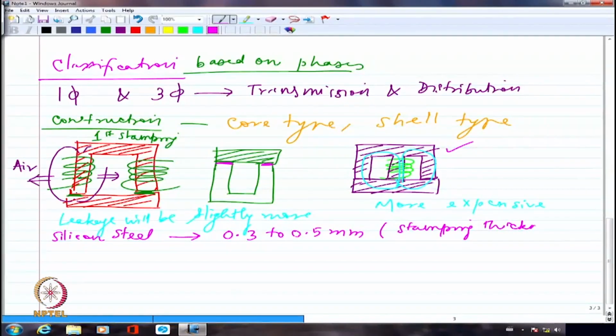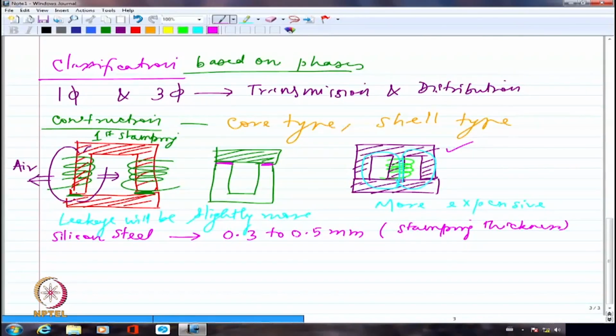Fine? The question was, why don't we make the core as one single stamping which is in square shape or in E-closed shape? Invariably the windings are really heavy. If the windings are heavy, it will be very difficult to actually make the winding manually or even machine wound windings around a pre-processed core.